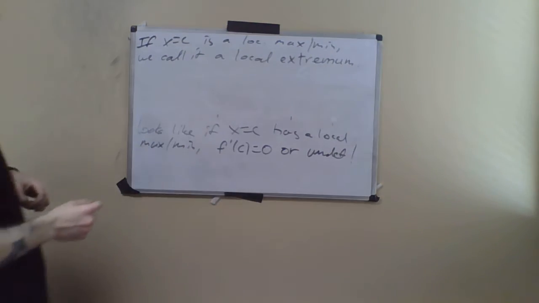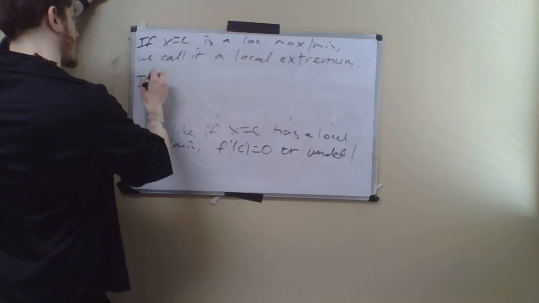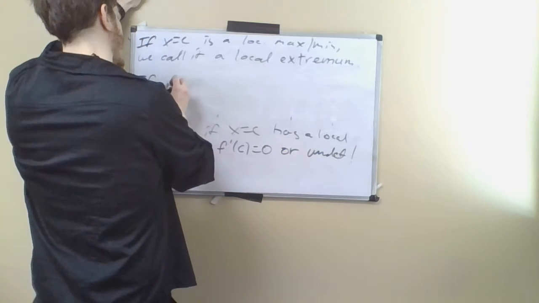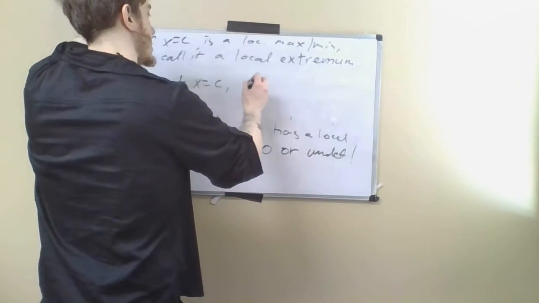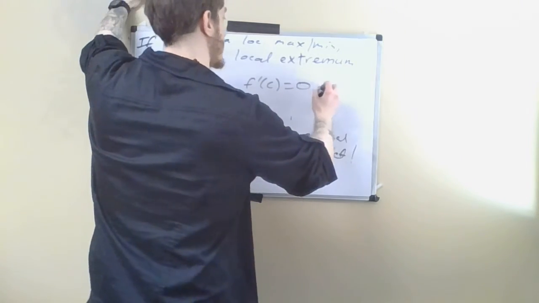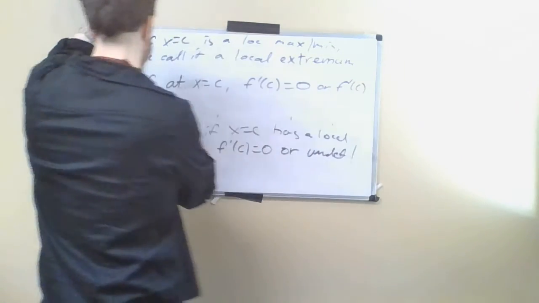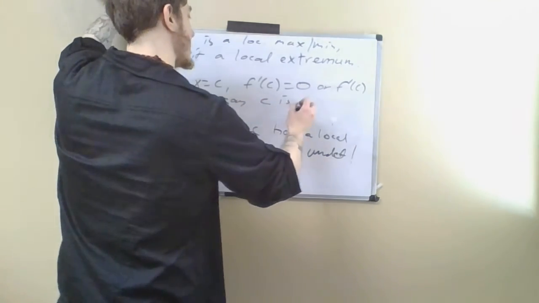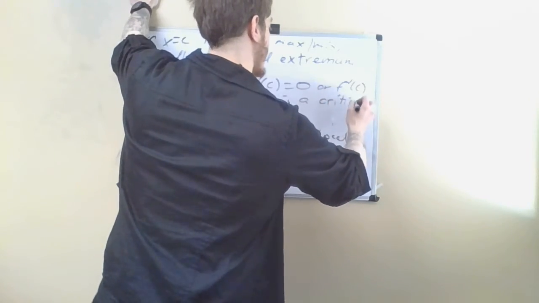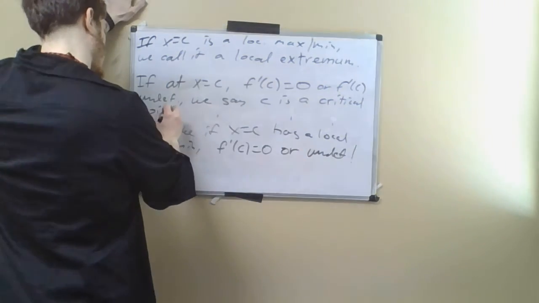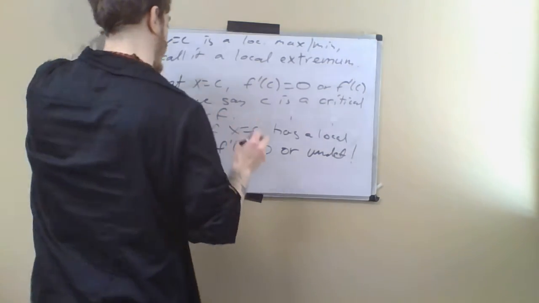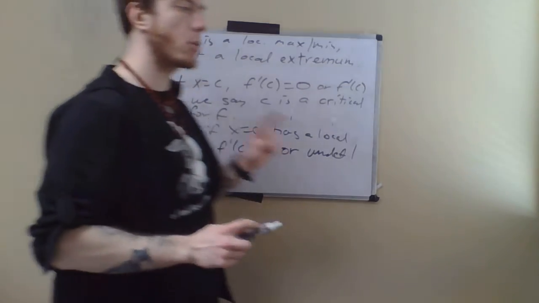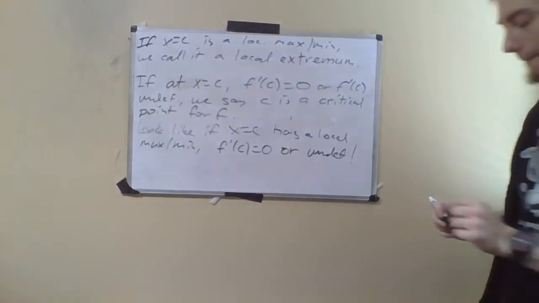And the other thing that I want to say is that if at x equals c, f prime of c equals 0, or f prime of c is undefined, we say c is a critical point for f. So, places where the derivative of a function is undefined or 0 are called critical points.